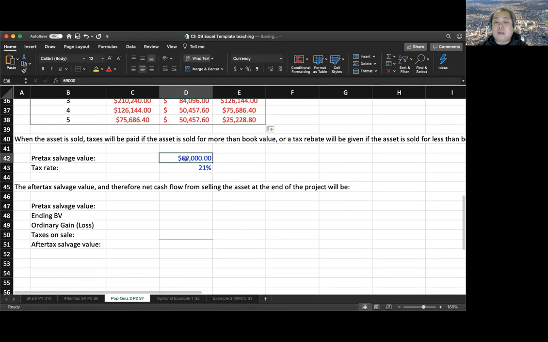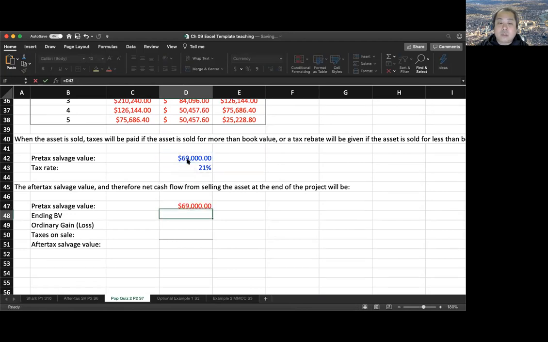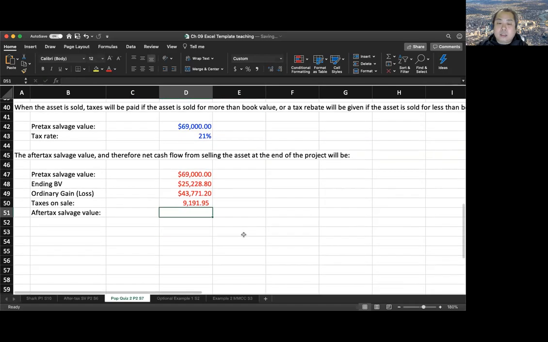Because pre-tax salvage value is $69,000, now you receive this much cash, and ending book value is $25,220.80. You have an ordinary gain. The amount of ordinary gain is $43,771.20. Then you have to pay tax on this gain. Gain times tax rate 21%, $9,191.95 will be the taxes you have to pay.